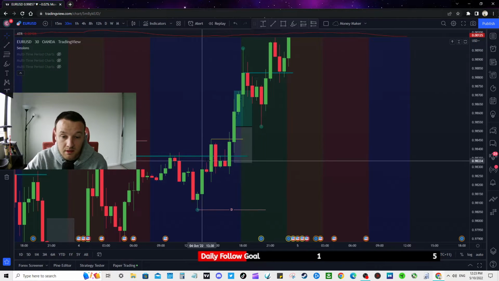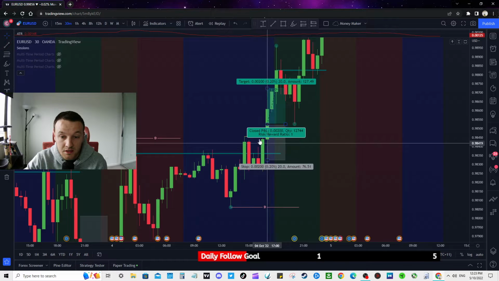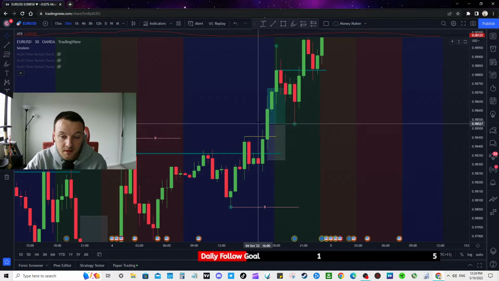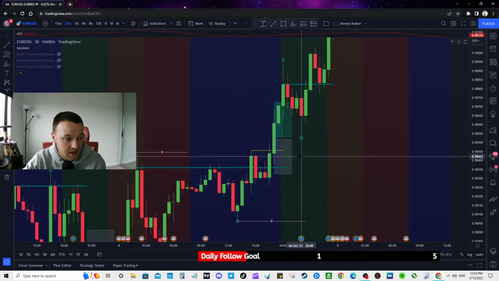So yeah, basically it just closed above resistance during a time of high volume, right, pre-London. And then we started breaking that previous 30-minute wick and we went up for 20 pips. And that was that trade that I showed you on Twitter.